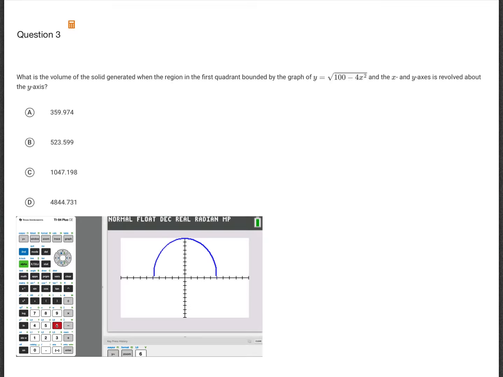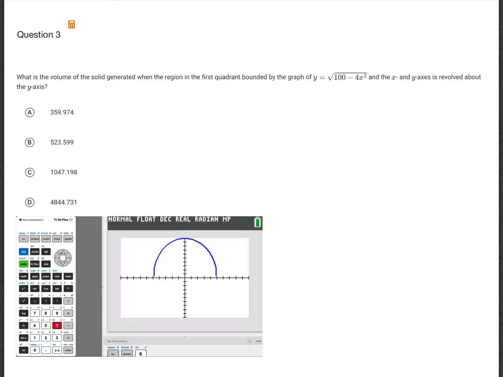Okay, so notice they say this region in the first quadrant is revolved around the y-axis. The fact that it's revolved around the y-axis means that everything's going to have to be in terms of y. So any functions that are y equals something, we'll have to change to x equals something in terms of y.